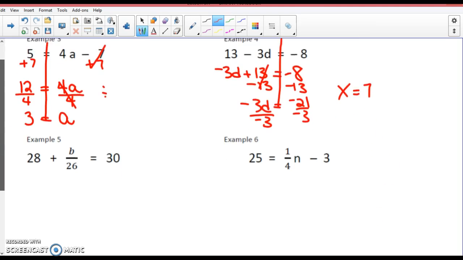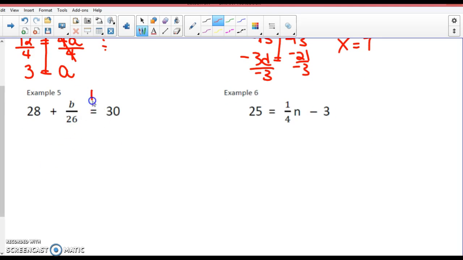Okay. Write down this one. 28 plus b over 26 equals 30.